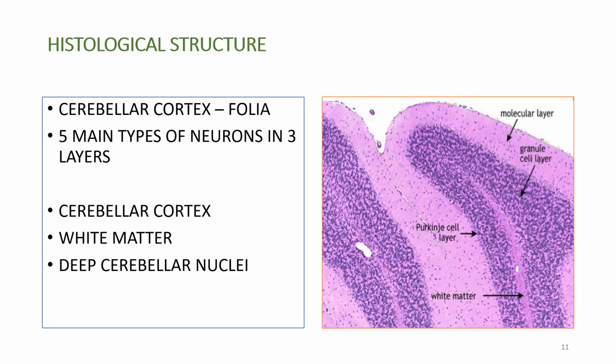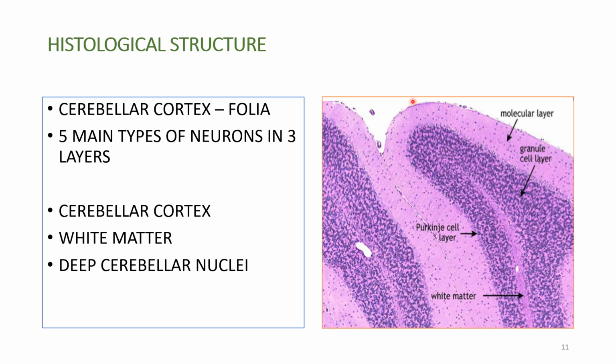Coming to the histological structure of the cerebellum, you can see this is the cerebellar cortex. It is folded many times. These foldings are called folia. The cerebellar cortex has 5 main types of neurons in 3 layers. What are those 3 layers?